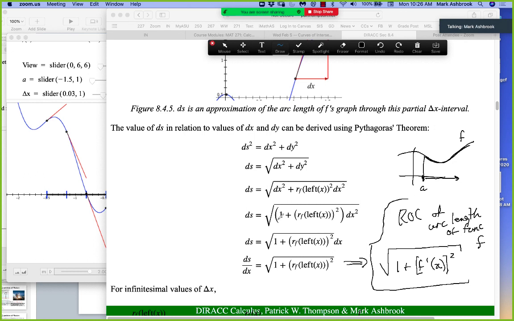Okay, so don't write all this down, but write this down. The rate of change of arc length of function f for the curve of f is the square root of 1 plus the derivative squared. And that came from our little hypotenuse that we're measuring the length of, which is the square root of dx squared plus dy squared. Any questions before you jump to the quiz?